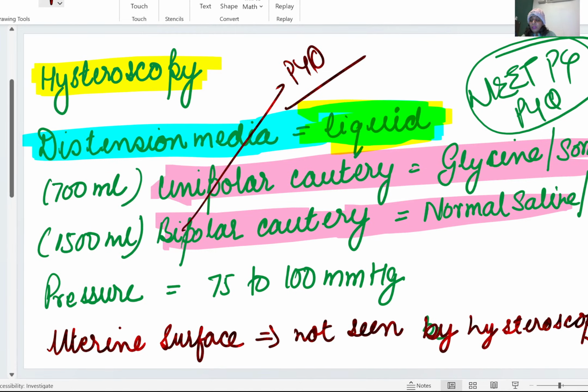What is the pressure maintained? It is 75 to 100 mmHg. 75 to 100 mmHg.